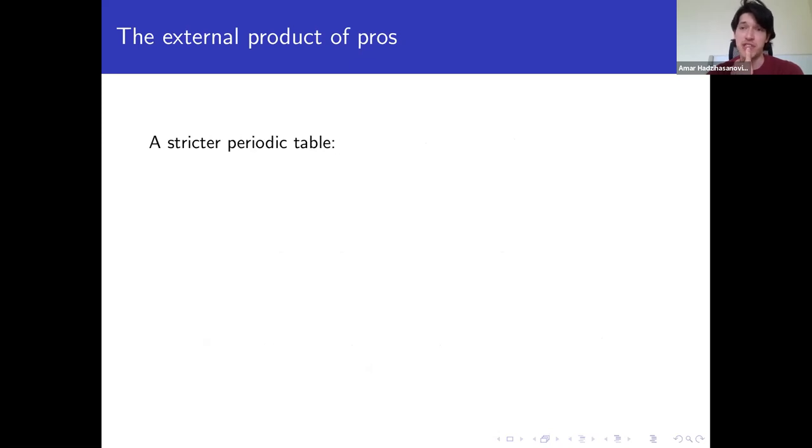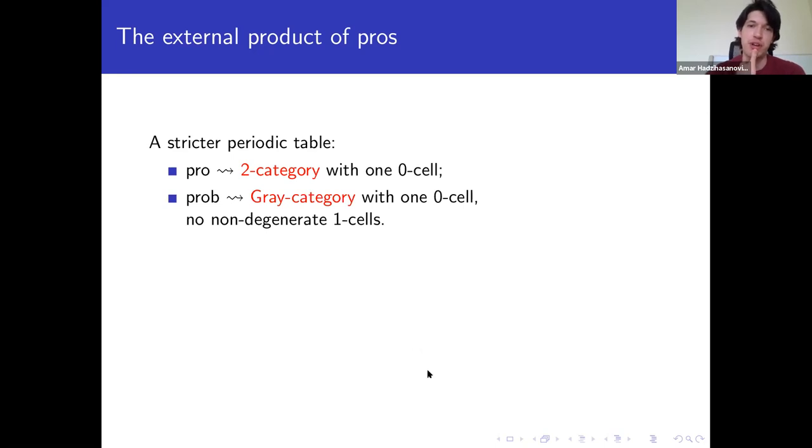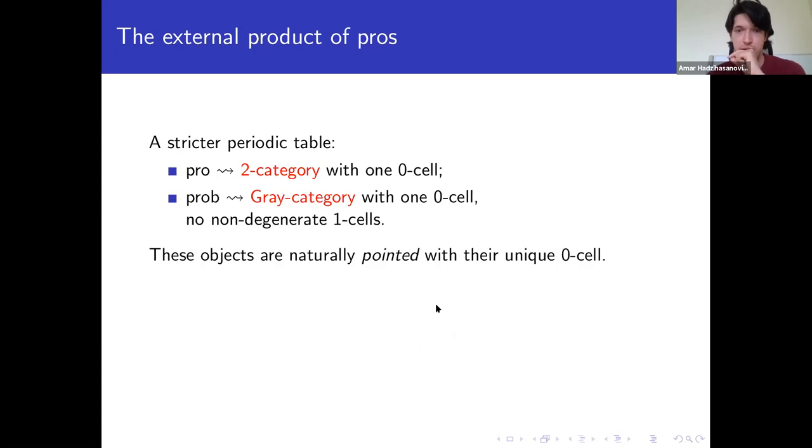A PRO is not a general monoidal category, it's a strict monoidal category. So we can look at the periodic table from before and look at the stricter version of it. A PRO is specifically, well, its underlying monoidal category is a strict 2-category with a single zero cell. But a PROP can be identified with a Gray category with a single zero cell and no non-degenerate one cells. A Gray category is not a strict 3-category. It's a semi-strict notion of tricategory where you have non-identity interchangers, but you still have strict associativity and unitality equations. So these objects are naturally pointed because they have a single zero cell.